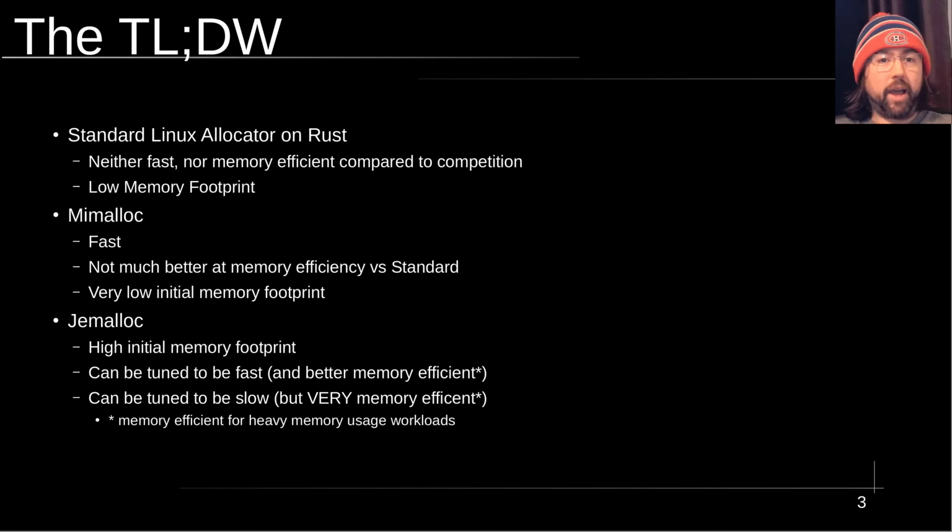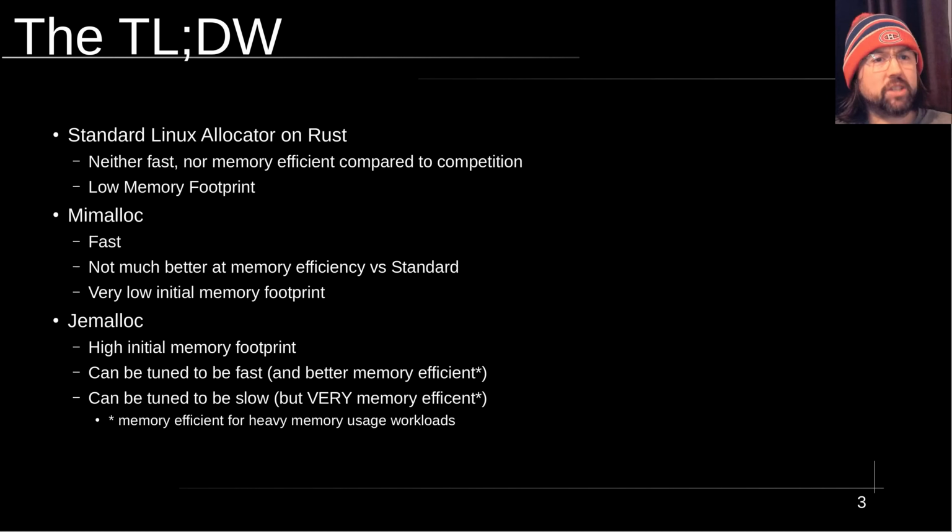And the last one that I want to talk about is Gemalloc. Gemalloc has a very high initial memory footprint, but it can be tuned. Gemalloc can be tuned such that it's very, very fast and it's memory efficient for heavy memory usage workloads. Or it can also be tuned to be slow, but very, very memory efficient for heavy memory usage workloads.